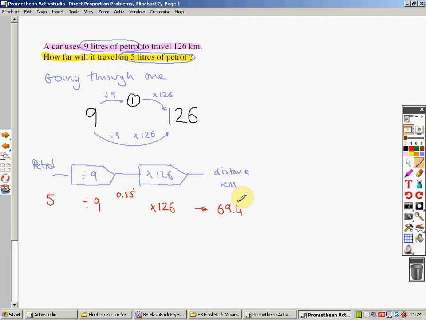Now 9 and 5, comparing the amounts of petrol I start with, that's just a bit more than half of what I originally had there, so I should be going just a bit more than half of 126. Well, a half of 120 is going to be 60 kilometres, so 69 kilometres looks pretty good to me. I'm happy for that being an answer. Probably a 2-mark question. You'll be getting 1 mark for having the answer, but you'll also be getting a mark for knowing that it's divided by 9 times 126.